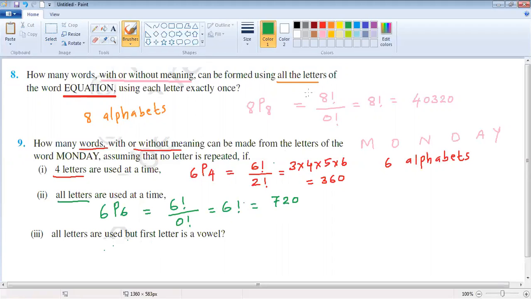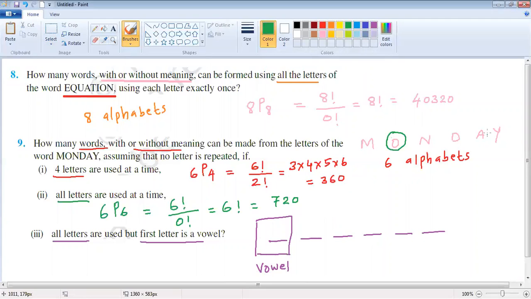Now, third situation, all letters are used. You have to use all letters, but the first letter should be a vowel. So see, how many alphabets are there? 6 alphabets. So there are 6 positions, 1, 2, 3, 4, 5, 6. And the first position should be a vowel. That means how many options? The vowels are O and A. So 2 ways are there.